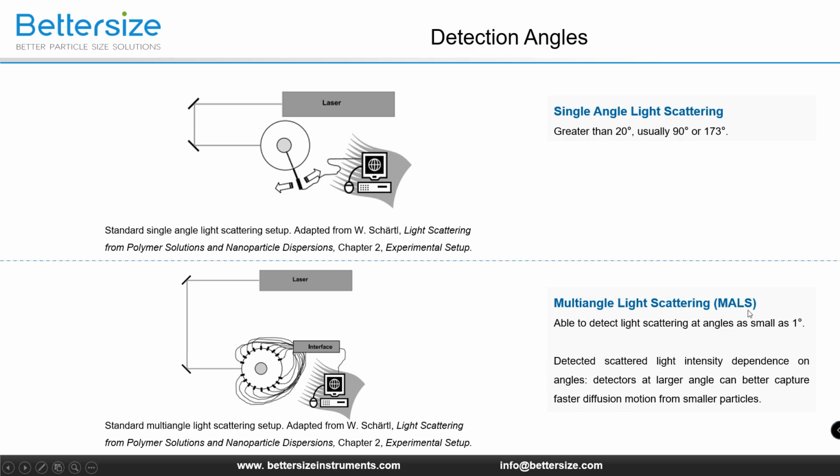MALS can simultaneously detect scattering light intensities at various angles. Unlike single-angle light scattering, the detection angle for MALS can be as low as 1 degree. One standard method to set up a MALS is to set up multiple detectors and optical fibers surrounding the sample cell. Detectors at larger angle can better capture faster diffusion motions from smaller particles, thus more sensitive for smaller particle size distribution determinations, and the same is true for smaller detection angle and larger particles.